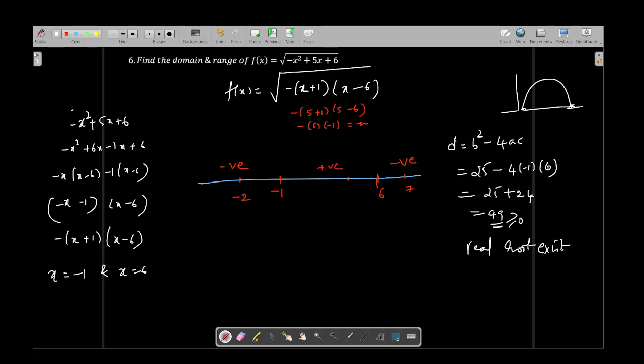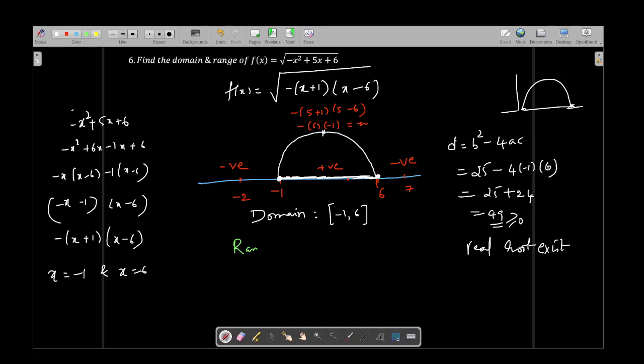So our domain, as I told earlier, if the curve is down looking, the domain is between the roots. Both the roots are included. And the curve would look like this, and it attains the maximum value somewhere here. Let's find the maximum also. So domain I can write as -1 comma 6.